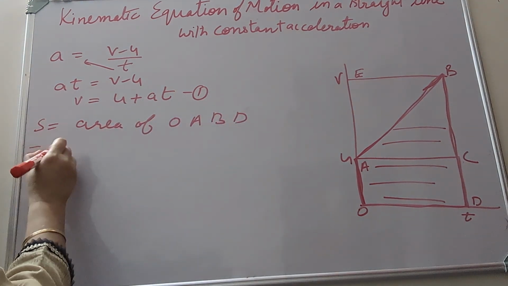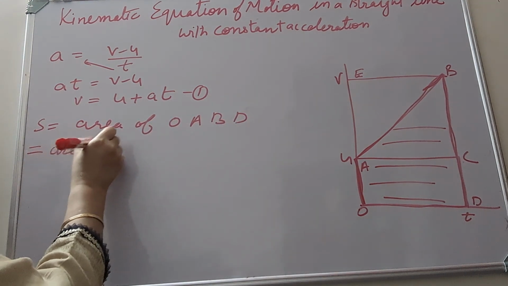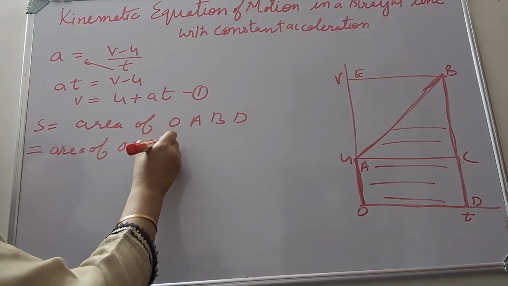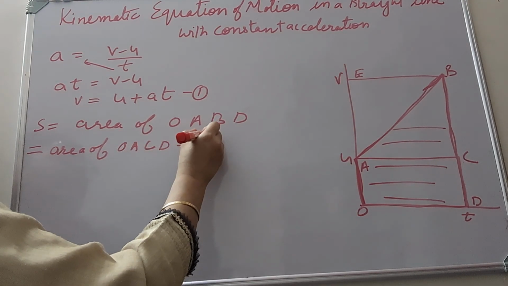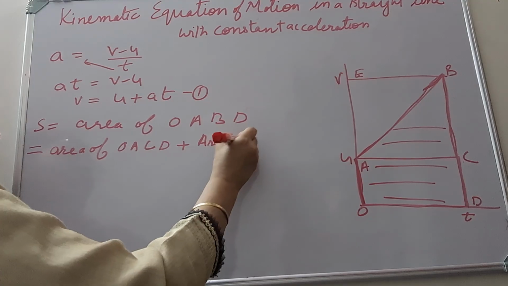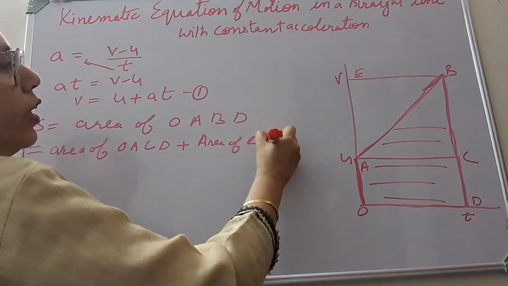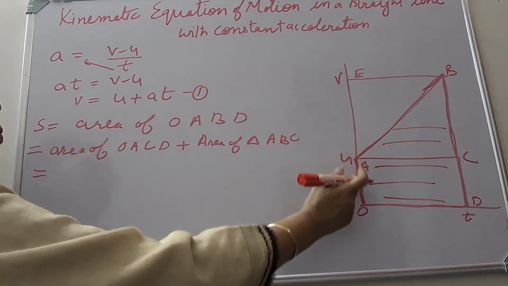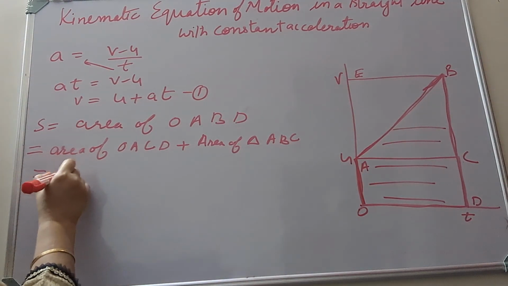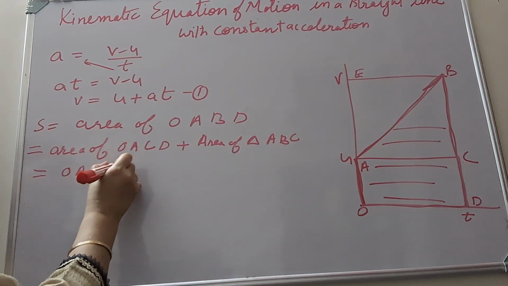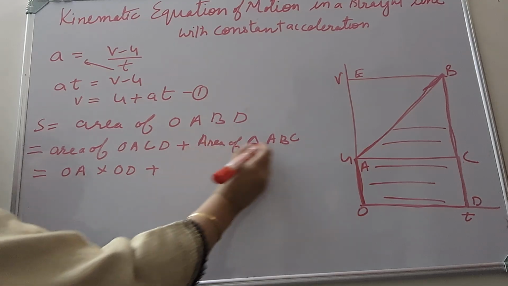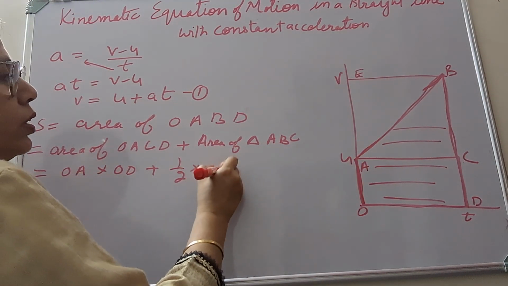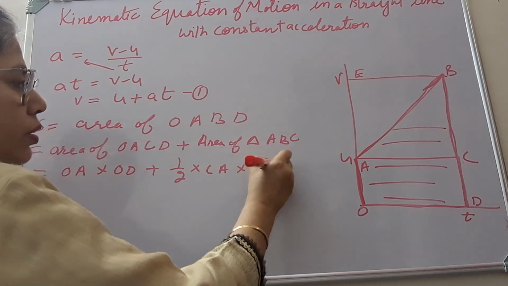So s is equal to the area of OABD, which is equal to the area of rectangle OACD plus the area of triangle ABC. Rectangle area is base into height, OA into OD. Area of triangle is half base into height, half CA into BC.